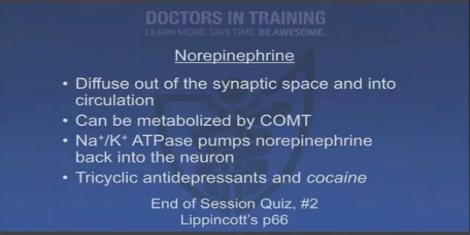Next question. What is the primary mechanism by which norepinephrine is removed from the synaptic space? What are some drugs that can impact this method of removal? So we talked about this once before in a question. First, it can diffuse out of the synaptic space into the circulation, and I'm talking about the norepinephrine. It can be metabolized or broken down by COMT. And then the sodium-potassium ATPase pump can actually pump norepinephrine back into that presynaptic neuron. And the type of medications that can affect this, TCAs or tricyclic antidepressants, and cocaine can help make norepinephrine become more concentrated in that synaptic space and last longer.